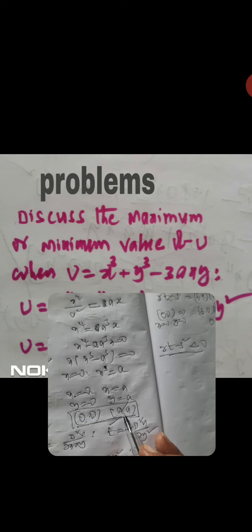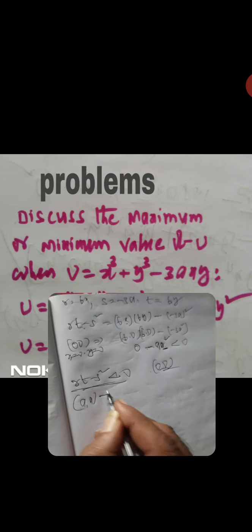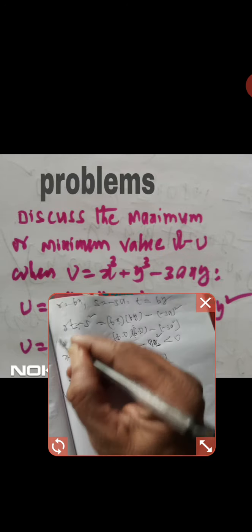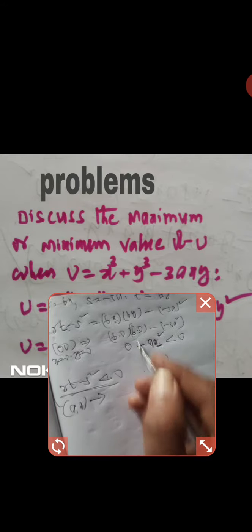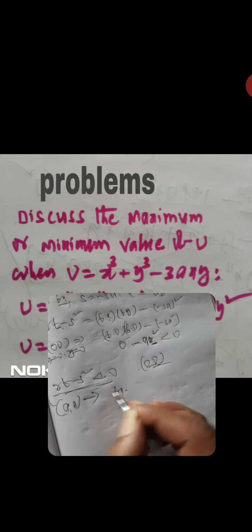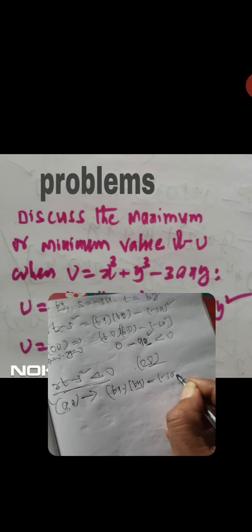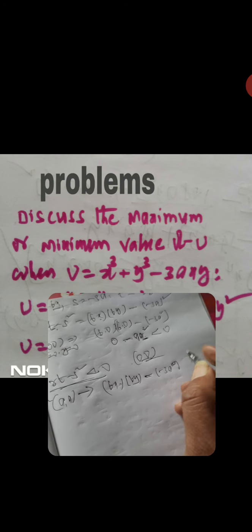Now next consider the point (a, a). Applying this point here in RT minus S square: R is equal to 6x, 6y, minus of minus 3a whole square.